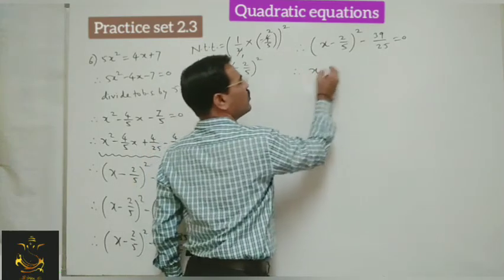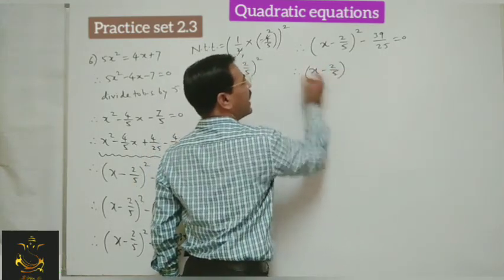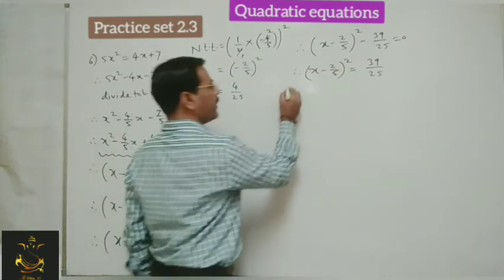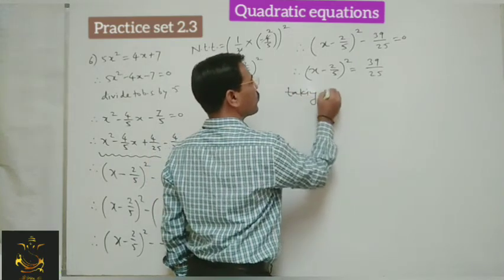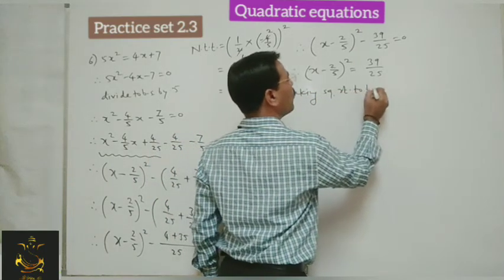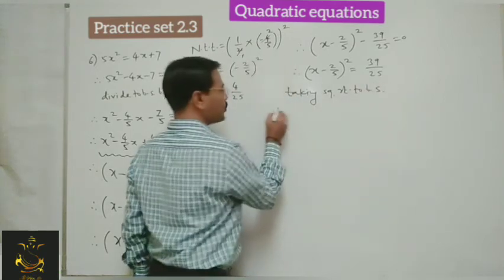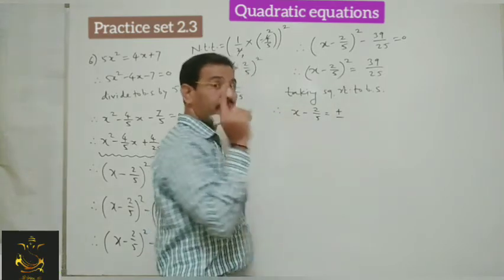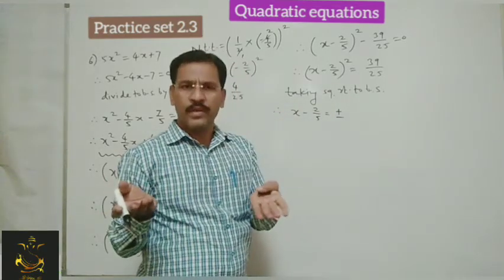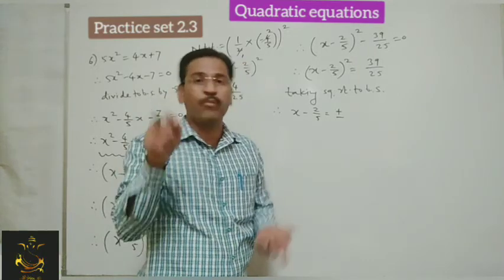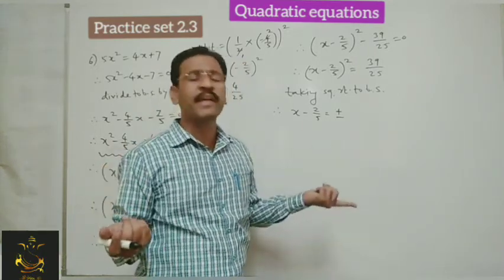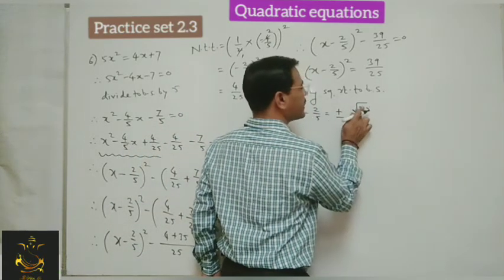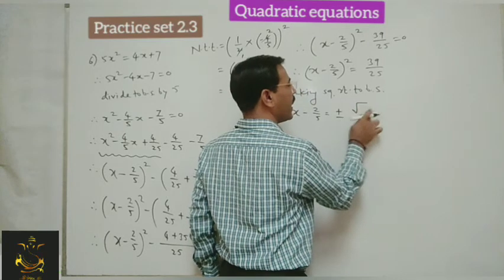Take that to that side, which is plus 39 by 25. What is the next step? Taking square root on both sides. Okay, so what do we get here? X minus 2 upon 5 equals plus or minus root of 39 upon 25. 39 cannot be simplified, because it is a product of 3 and 13. Both are prime, so we cannot take the square root of that 39. So keep that one in the square root sign. It is root 39.